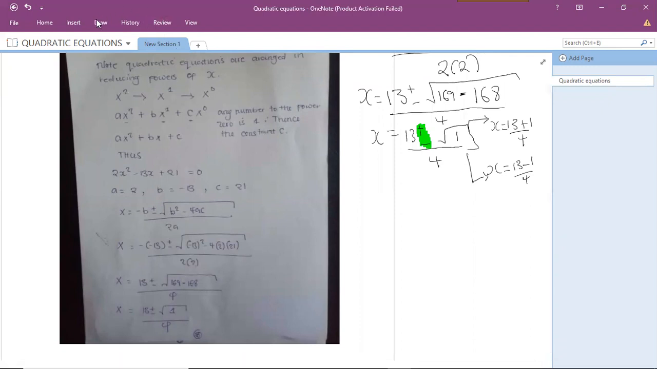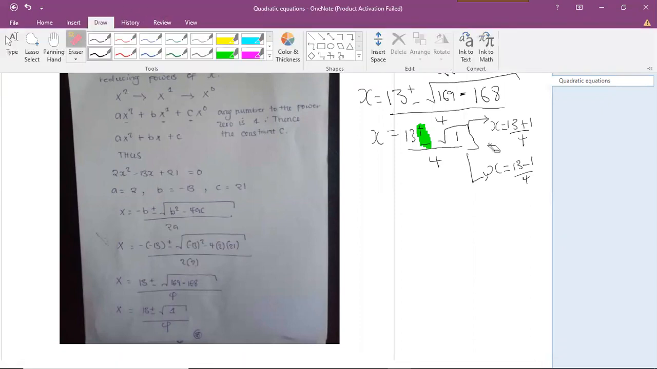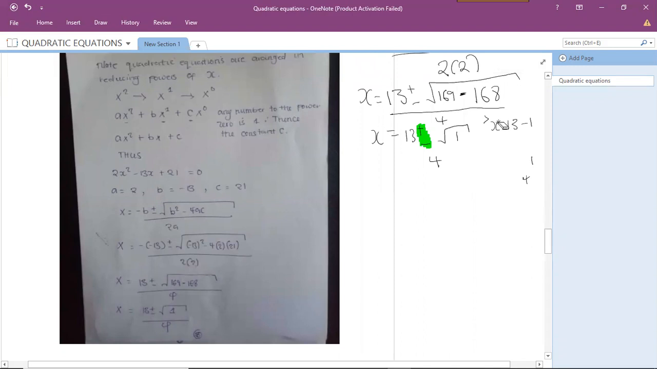Let me split it here, so that we can work downwards and not sideways. I don't like working sideways. This part that I have highlighted in green is telling us that the square root of 1 can either be a positive or a negative value. So this entire equation is going to split into 2 equations.